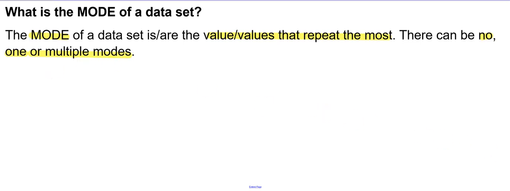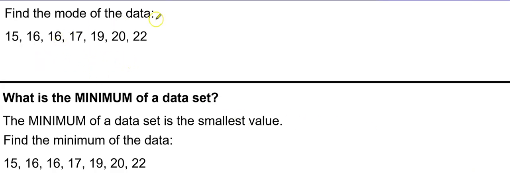Okay, so if we look back at our data set, let's find the mode of this data set. Which of these values repeats the most often? When I look, we have 15, we have 2 16s, and then nothing else repeats. So my mode is 16. 16 happens the most often. So the mode for the data set is 16. It happens twice. Let's highlight that. There we go.